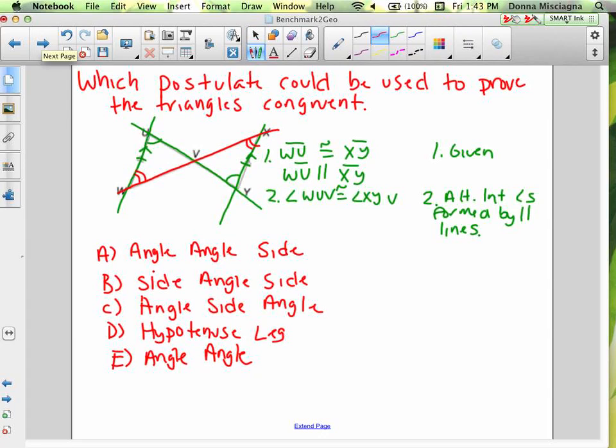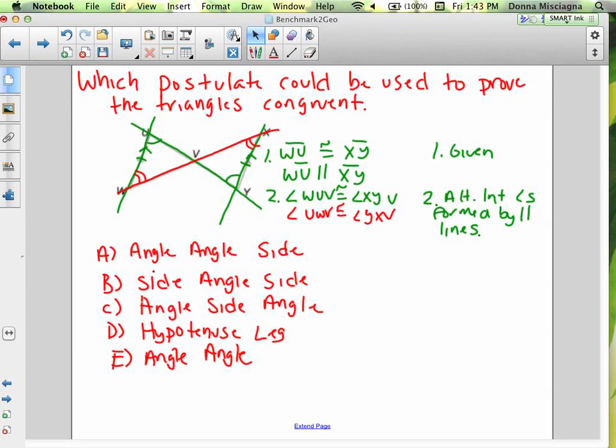I'll write that one in red, just because I used a red pen there. That's angle UWV congruent to angle YXV, and same reason, so I don't have to write it again. And if we look carefully, what do we have? We have angle, side, angle.